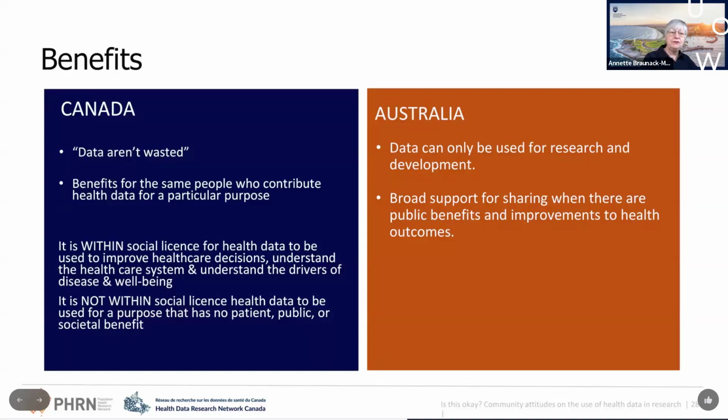For Canada, it was clear in their work that it is within social license for health data to be used to improve healthcare decisions, to understand the healthcare system, and to understand the drivers of disease and well-being. In Australia, similarly, our findings have shown strong support for using health data for secondary purposes, provided there are public benefits and, in a more focused way, improvements to health outcomes. The Canadian work has also been very clear that it's not within social license for health data to be used for a purpose that doesn't have patient, public, or societal benefits.